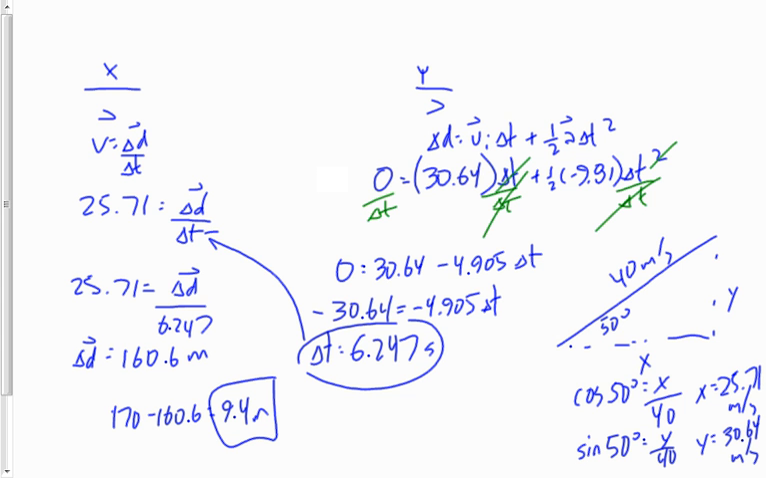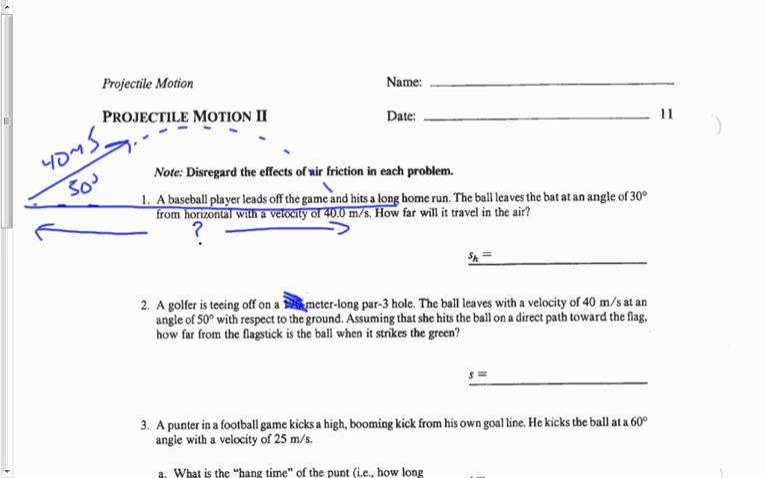All right, we had the third question as well, which maybe was even a little bit tougher. It said, a punter in a football game kicks a high booming kick from his own goal line. He kicks the ball at 60 degrees with a velocity of 25 meters per second. What's the hang time? And then how far downfield does it land? Maybe not harder.